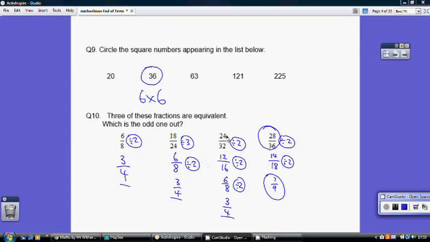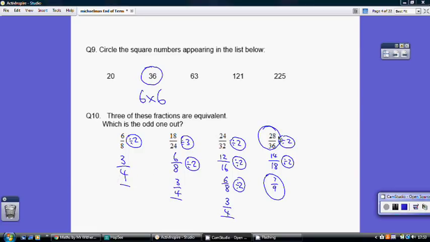What about this third one? Well, let's just work our way down. Let's halve top and bottom first of all, 12 over 16. Let's halve top and bottom again, 6 over 8. And we can still halve top and bottom, another 3 over 4. So the first 3 numbers here all simplified to 3/4.